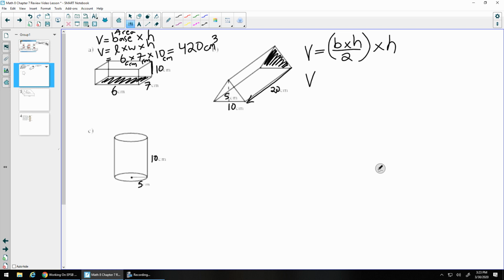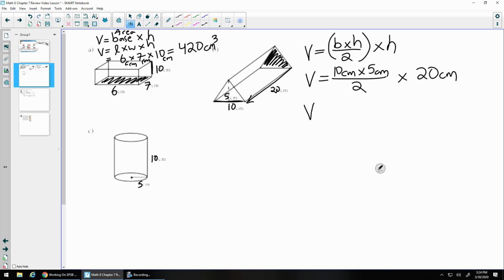And now we can just enter this in. We have this equation. So the base of my triangle is right here. That's the base of my triangle. It is 10 centimeters. The height of my triangle is 5 centimeters. So I multiply that by 5 centimeters. And then I divide that by 2. And then I'm timesing that. The height of the prism we know is 20 centimeters.